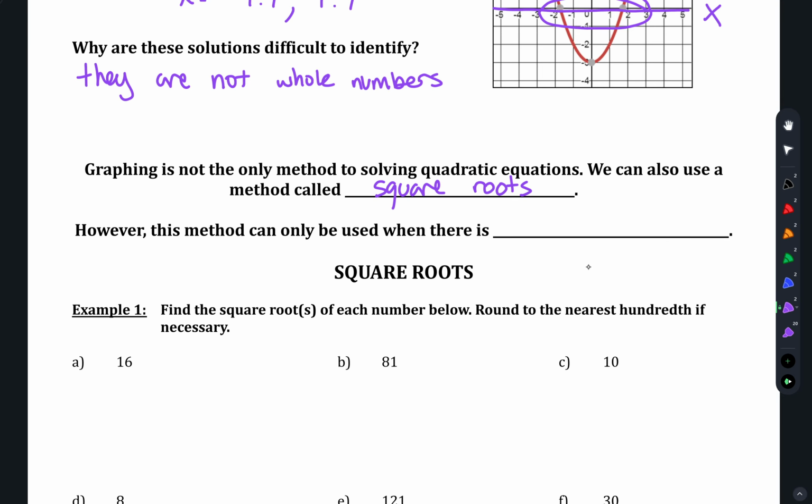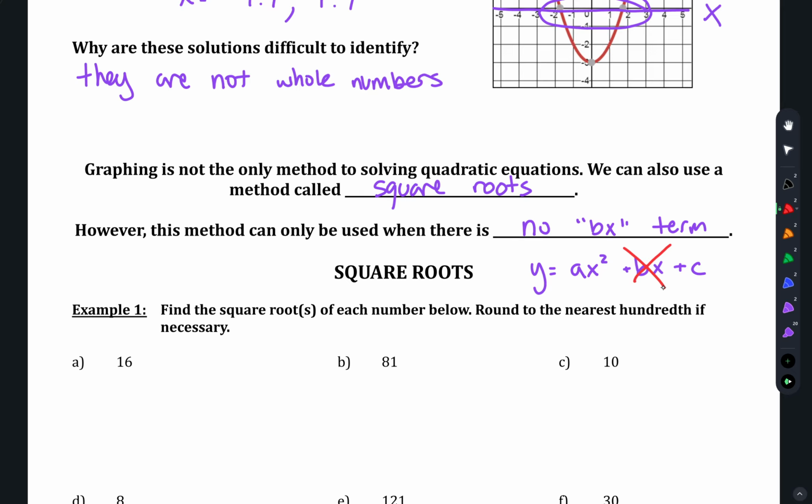This method can only be used when there is no bx term. That means if I'm looking at my equation in standard form, which is usually ax squared plus bx plus c, we are not going to have that middle term. You will have the x squared term and you will have the constant term, but you will not have the term that just has an x. If you do, we cannot use this method. Is that clear?